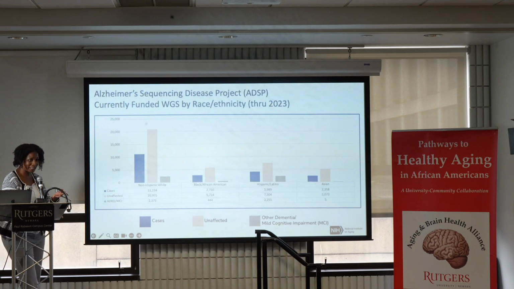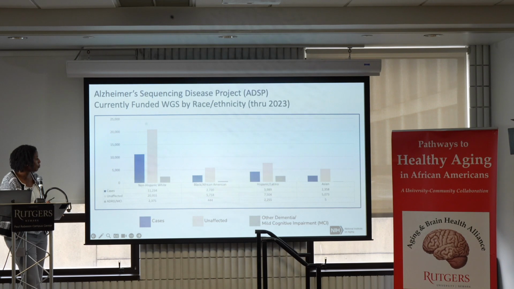So Dr. Bird presented on some of this information, but the ADSP, which is the Alzheimer's Disease Sequencing Project, is a very large, very complex, very productive group of investigators that have really contributed to our understanding of genetics and genetic variants associated with AD. And their primary focus right now is just to increase the diversity of populations within the ADSP.